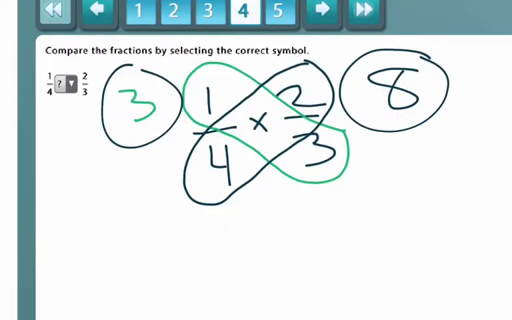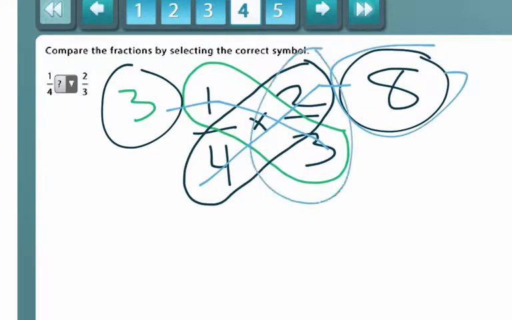For this problem, I did cross multiplication. 4 times 2 is 8, and 3 times 1 is 3. So you know that this fraction on this side is greater than this fraction on this side, so 1/4 is going to be less than 2/3. You could also use other strategies to solve this, like equivalent fractions, turning fourths and thirds into 12ths, and comparing like fractions that way.